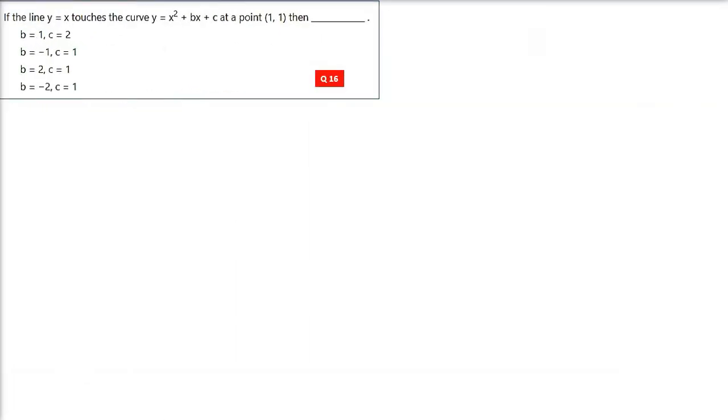If the line y equals x touches the curve y equals x square plus bx plus c at point (1, 1), then. So y equals x is the line which touches the curve. That means this y equals x is the tangent. And y equals x square plus bx plus c, you can differentiate it now. And that differentiation will be dy by dx. And this dy by dx will be equated with this line y equals x.